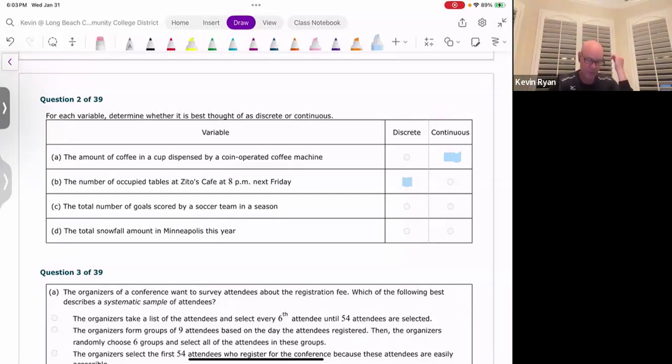The total number of goals scored by a soccer team in a season. That's also going to be discrete. And the total snowfall amount in Minneapolis this year. That is going to be continuous. Remember, measurable and countable are two different things.